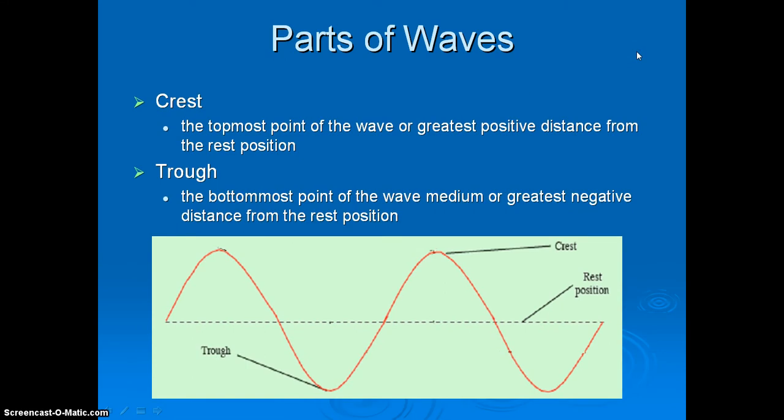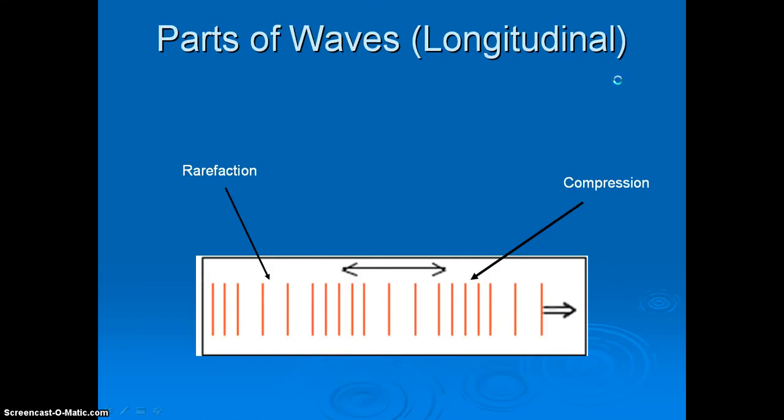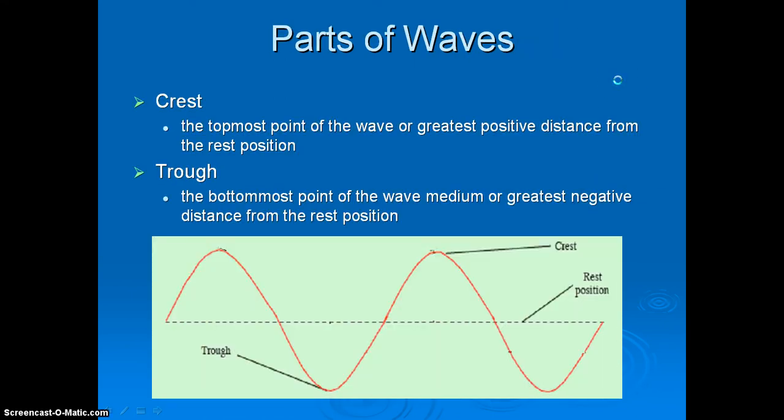Okay? There are different points on the wave that I will talk about. One of those points is known as the crest, and the crest is the topmost point of the wave, and the other is the trough, and the trough is the lowest point. So I kind of think about this as the mountain crest and the peak trough. Okay? That's for transverse waves.